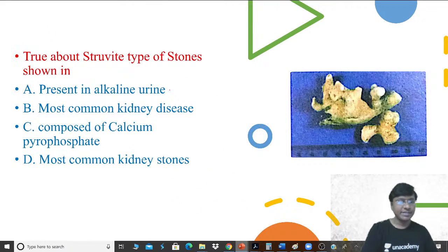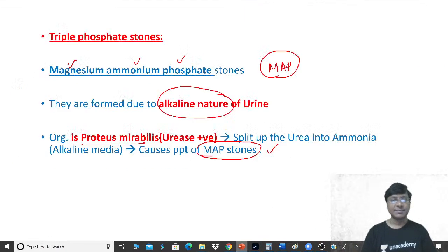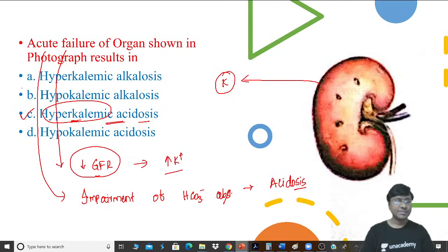Right, and the next one is struvite stones. Struvite stones are also called triple phosphate stones, right? And where do you see these struvite stones? That is in alkaline medium. And what is the organism? That is Proteus mirabilis.